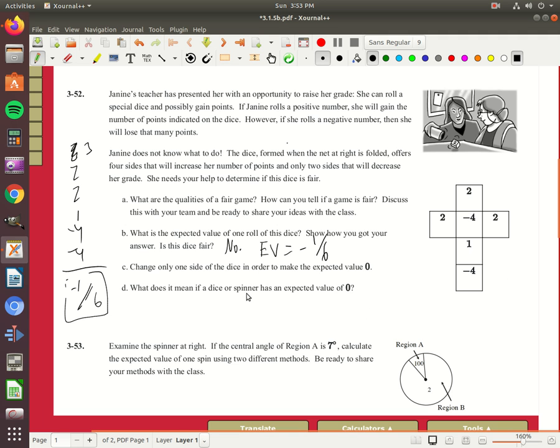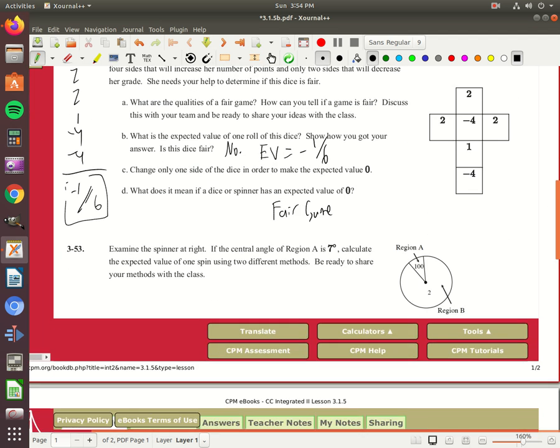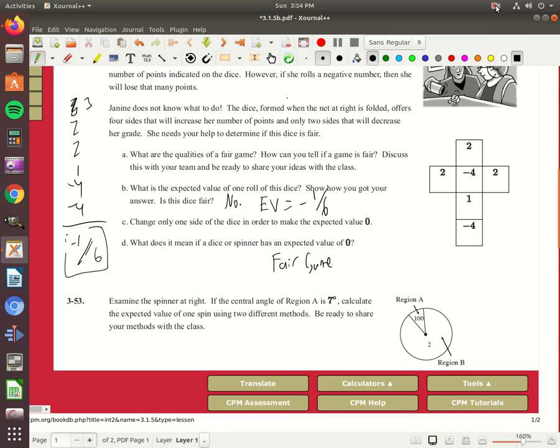What does it mean if a dice or spinner has an expected value of 0? It means it's a fair game. Because it doesn't matter if you win or lose more often, it just means that winning or losing is offset by that. So let me pause and set up the next question.